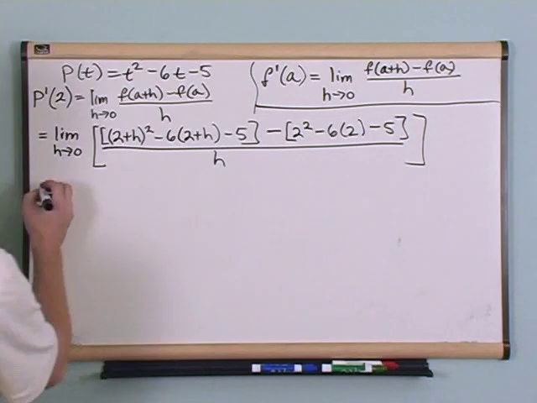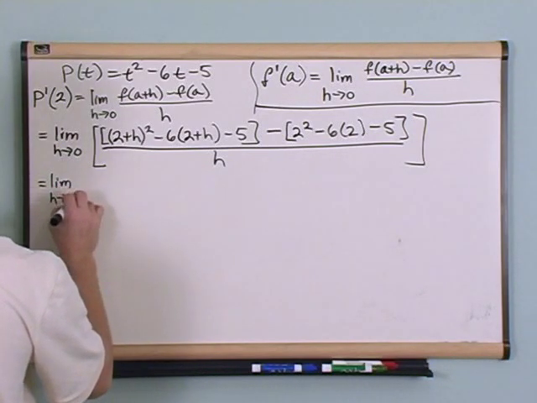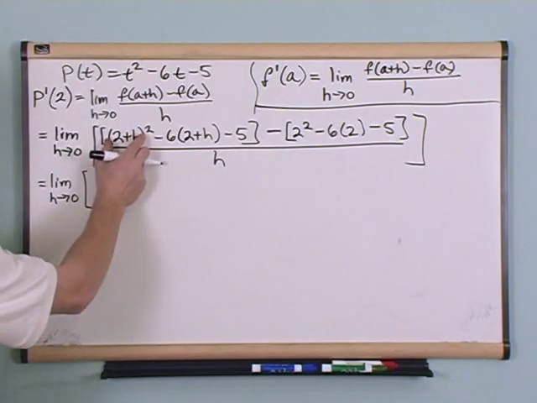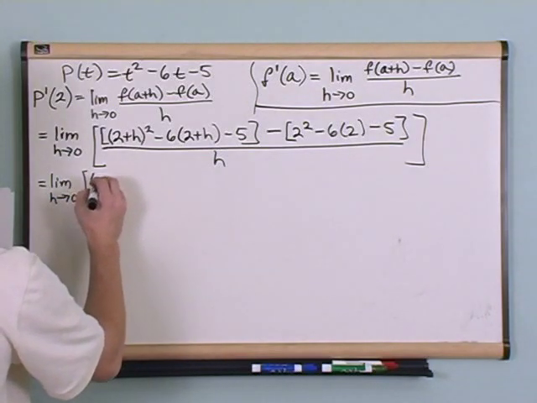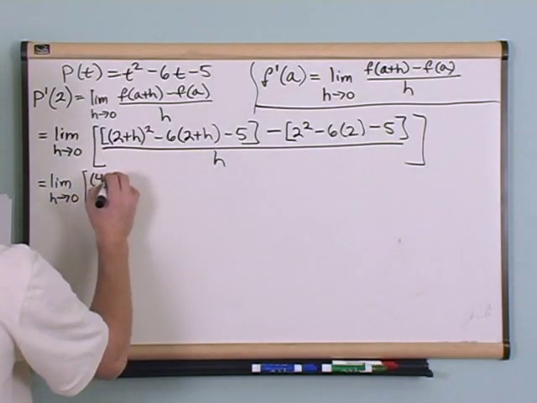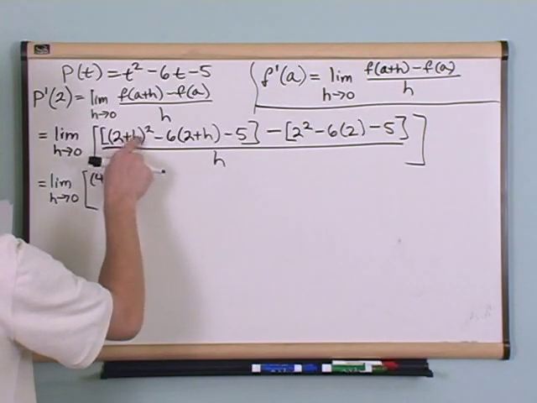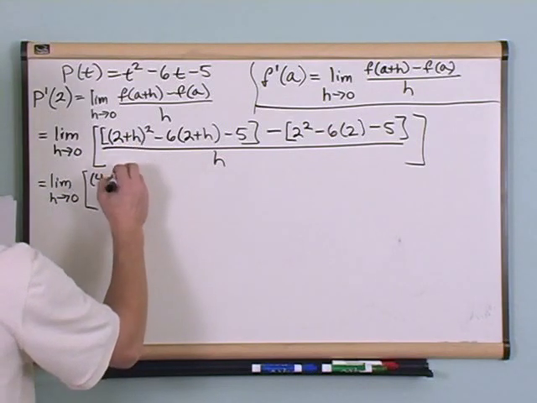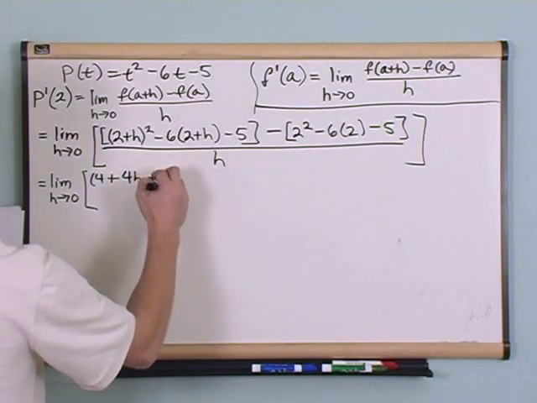So let's go ahead and simplify this. This will be the limit as h approaches 0. Okay? So what I'm going to do is expand this. That's going to be 2 times 2 is 4, plus 2 times, and then you multiply the inside terms. So it's 2 times h, which is 4h, plus h times h is h squared.